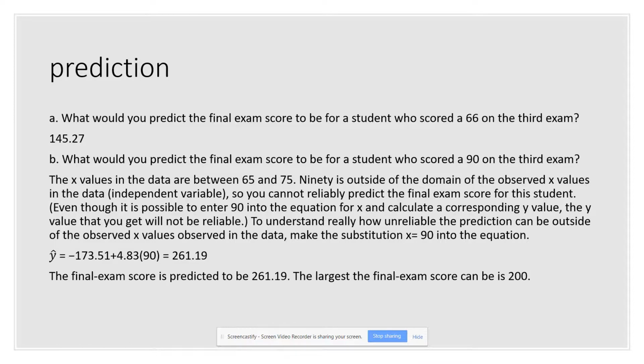261.19. Well, if my final exam score can only be 200, that 261.19 falls outside the range of what my Y can be, so I can't use it. And that's another key to me that I can't make that prediction. Because even though you got a 90 on the third exam and you did great, that doesn't mean anything because my original data didn't have a 90 in it. It didn't even go up to 75. So again, this model is not good for predicting anything above 75 or below 65.